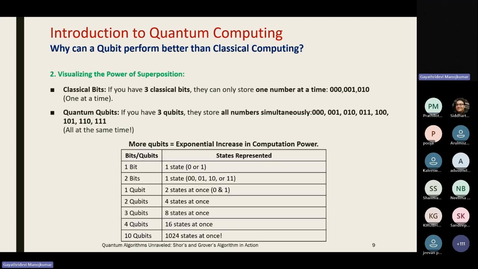You can also see here, 1 qubit gives 2 states at once, 2 qubits give 4, 3 qubits give 8, and 10 qubits give 1024. That is 2 to the power n, where n is nothing but the number of qubits. So this makes superposition a more powerful one.